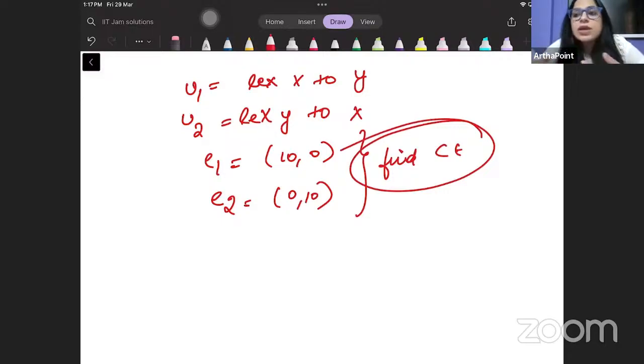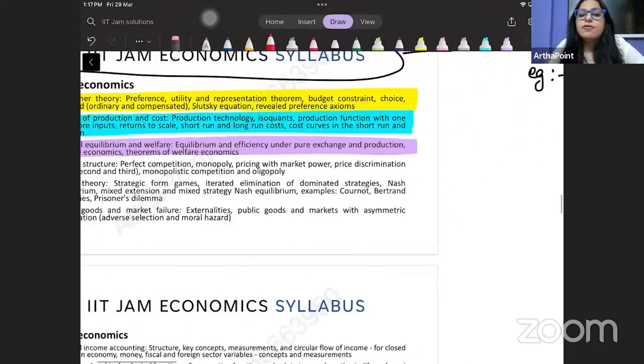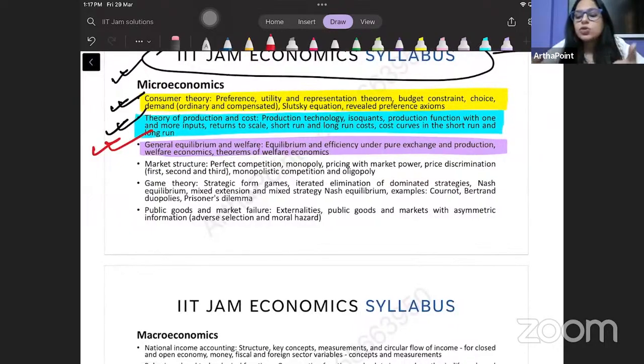So we will be doing questions like this where I will give you a particular utility function of an individual and ask you to find the competitive equilibrium, find the Pareto efficiency condition. I will ask you under what condition the second welfare theorem is satisfied. All these things we will be covering as part of this syllabus. But the next thing that we will be focusing on will be market structure.